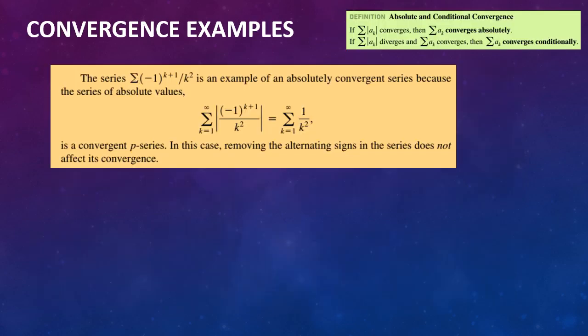So let's look at some convergence examples. The series sigma -1 to the k plus 1 over k squared is an example of an absolutely convergent series because the series of absolute values simplifies to the summation of 1 over k squared, which we can easily see is a convergent series. In this case, removing the alternating signs in the series does not affect its convergence.